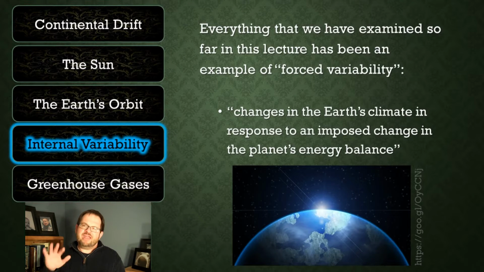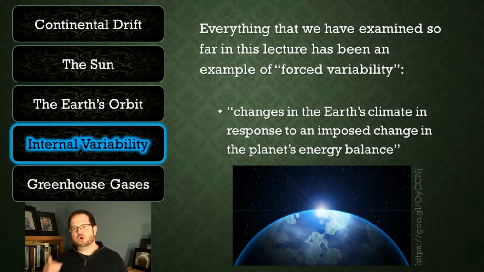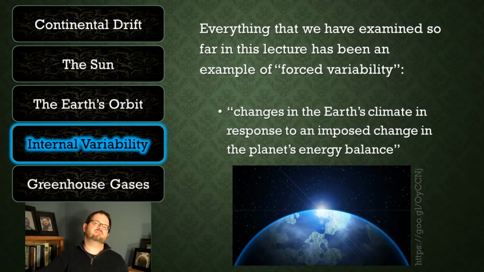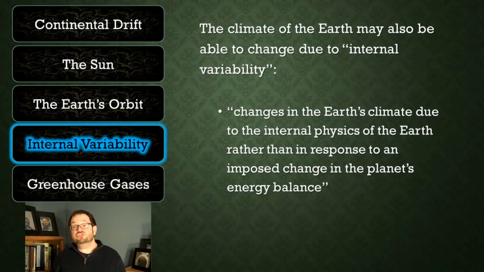Now, everything that we've seen so far in this lecture has been about what we call forced variability. And I like the book's definition of this. It says forced variability is changes in the Earth's climate due to an imposed change on the Earth's energy balance. We imposed changes in the albedo by moving continents around. We imposed changes in the solar constant by changing the amount of energy the sun was giving out, and so on. But the climate of the Earth can also be changed due to internal variability.